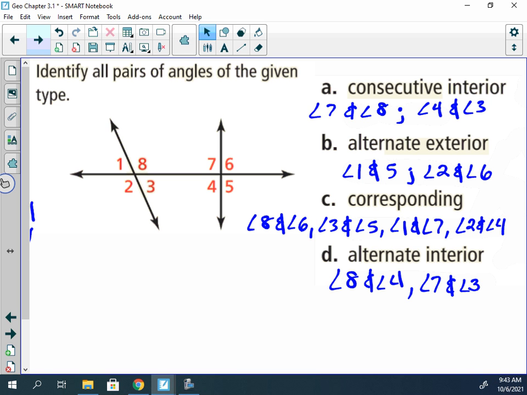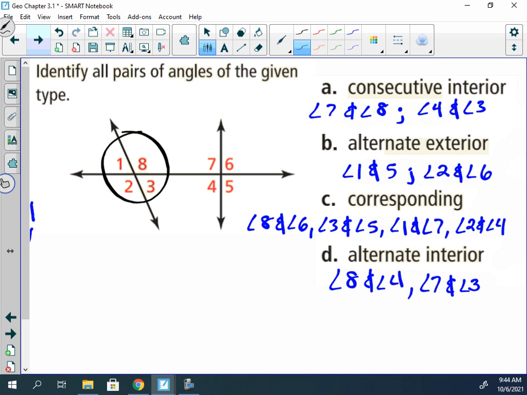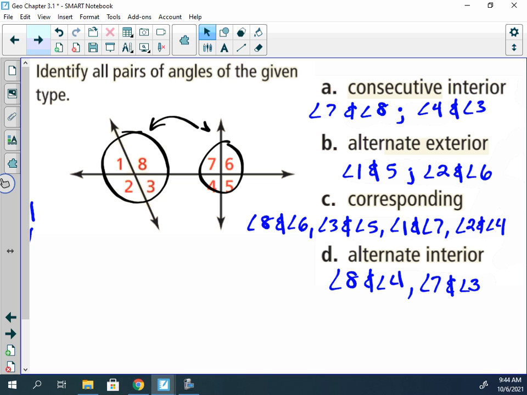Now, with corresponding, alternate interior, alternate exterior, or consecutive interior angles, are we ever talking about any of the angles that are next to each other or on the same piece together? Are 1, 2, 3, and 8 ever talked about together for any of these here? Well, no. Because again, when we relate them, we're relating the two sets. With these 4 here and these 4 here together. Any other questions on this here?